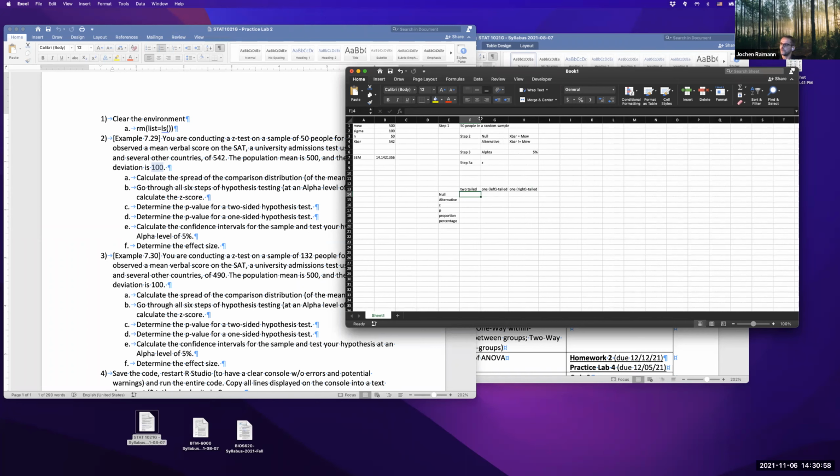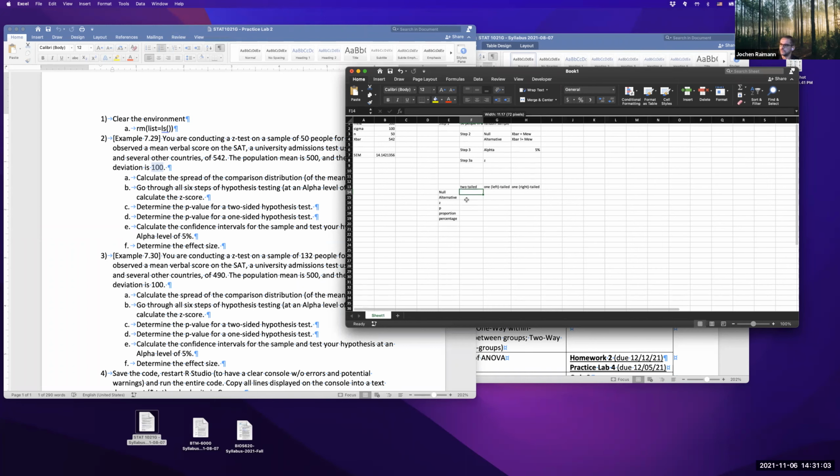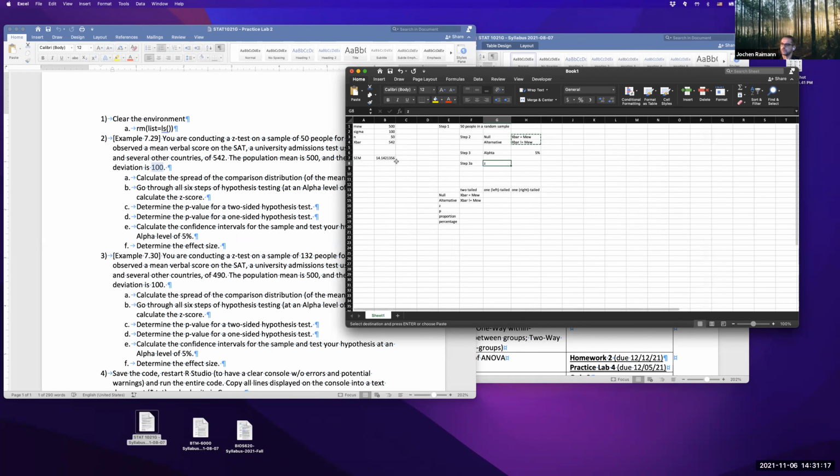So why am I doing this now? Because we are essentially doing this and this. A is the spread of the comparing distribution. So this is here A, this is 2A. Then we have B, this is the 6 steps of hypothesis testing up until calculation of the Z score.